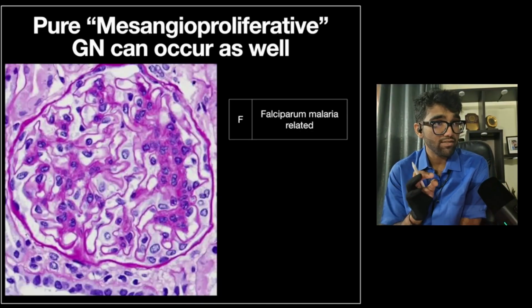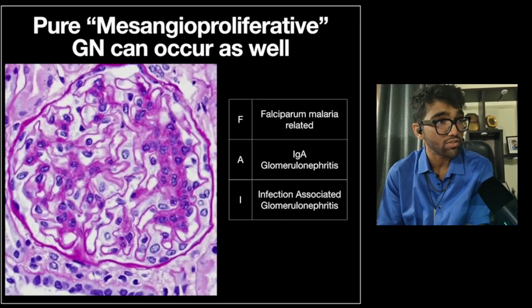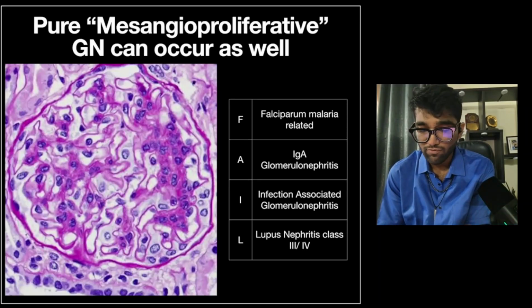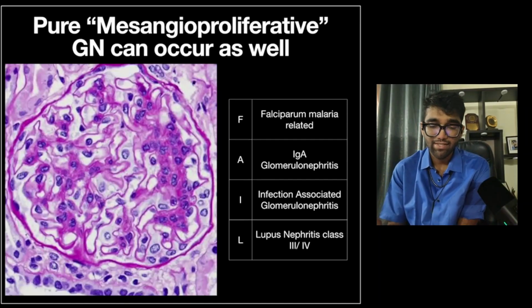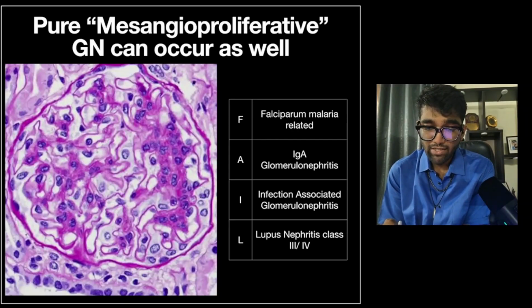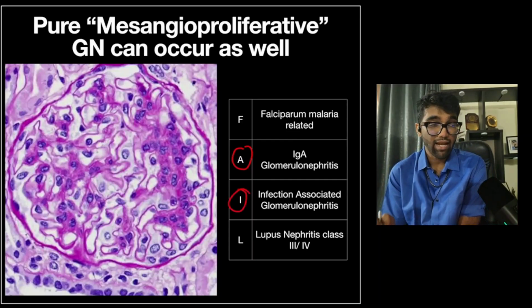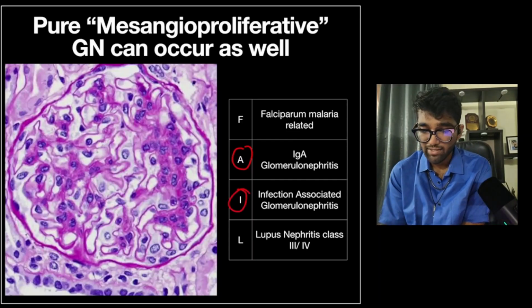So there are very definite causes of mesangial-proliferative glomerulonephritis, which I remember using the mnemonic FAIL. So you should not fail to find these. That includes falciparum malaria-related glomerulonephritis. It includes IgA glomerulonephritis, which is why I'm discussing it here. It includes infection-associated GN, and it includes lupus nephritis class 3 and class 4.